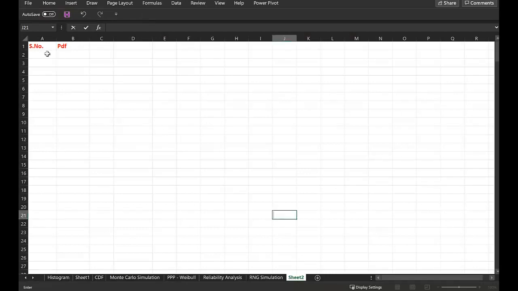So let's call this serial number 1, and here we will have the X value. On the X axis we will have the X value. X value can be income or it can be expenses. So you see, on the X axis we will plot income, or we can also plot expenses. So let's start with 0 and an increment of 1000, and then we can drag this.